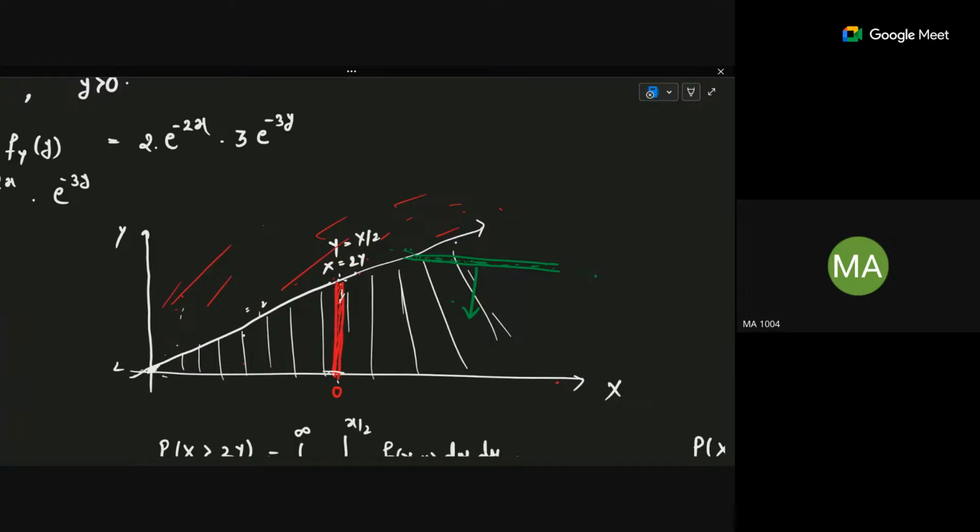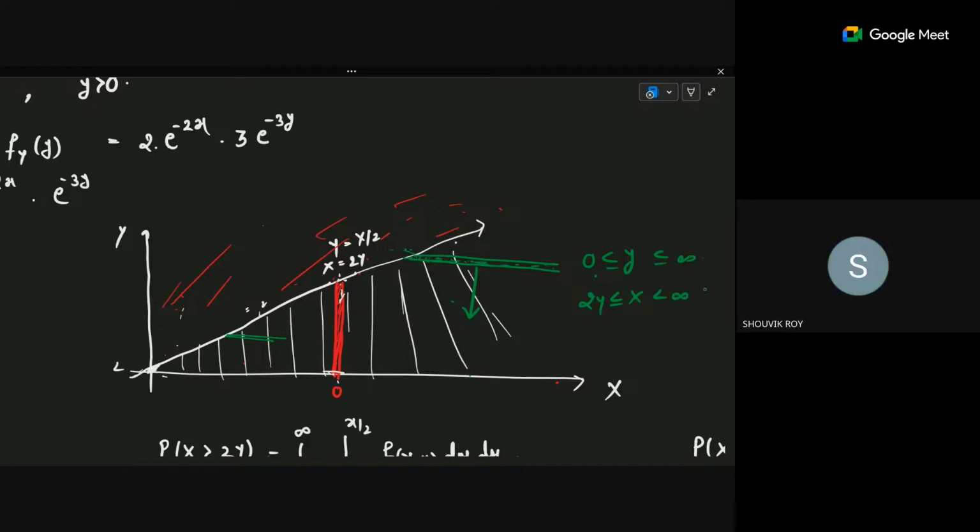Once this strip reaches this point, it will become this, but actually you are moving this strip from downwards to upwards. So what are the limits when you are changing from down to upward? That is the limits of y. That means y will be 0 to infinity, and the limits for x will be twice y to infinity.